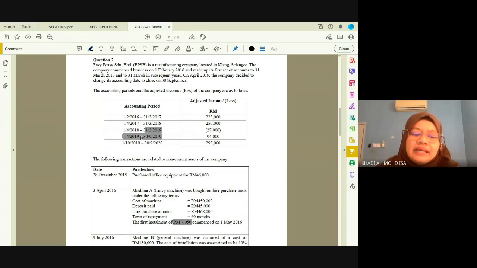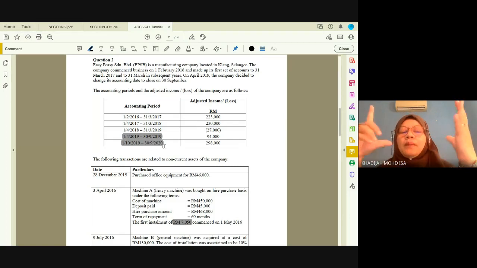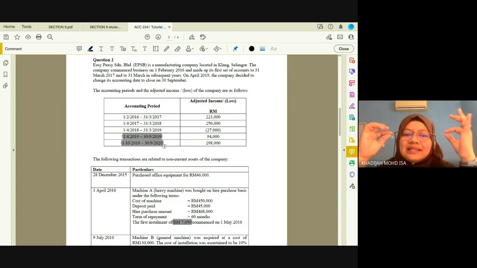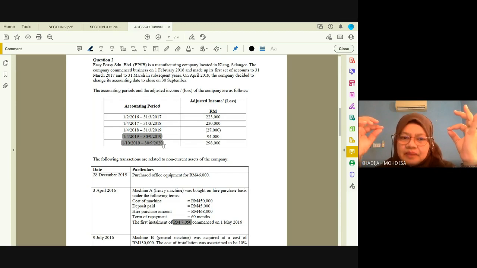Add to the following. So it means that the new accounting period would be from 1st April, right? 1st April 2019 to 30th of September 2020. So you combine these two accounting periods to be one, right? So 1st April 2019 to 30th September 2020, that would be YA 2020, right? So now you have YA 2017, YA 2018, YA 2019, and YA 2020.